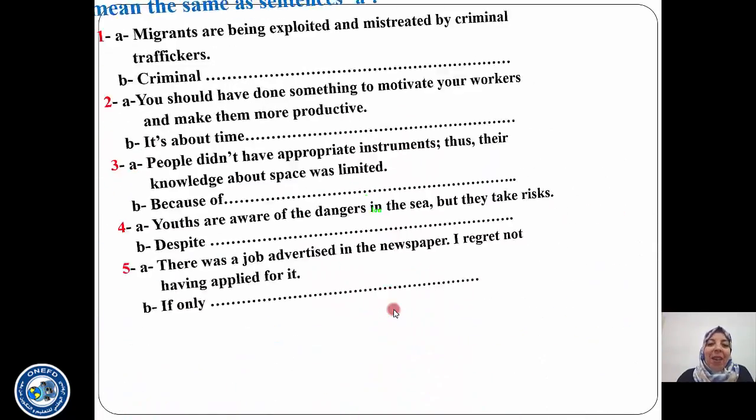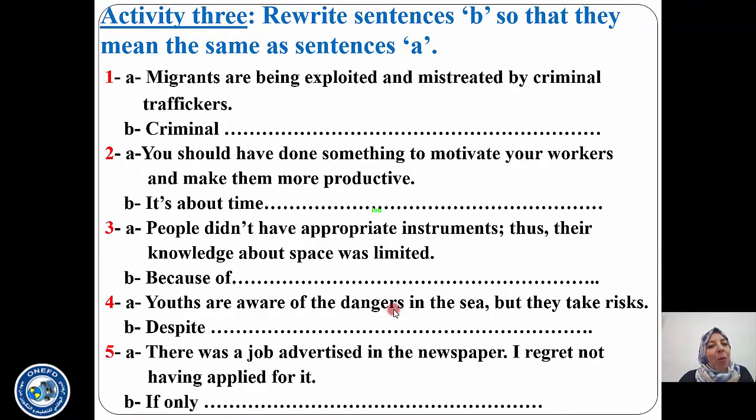Let's move to another kind of activity. So normally you are accustomed to this. Rewrite sentences B so that they mean the same as sentences A. In this kind of exercise, you need to pay attention to the prompts here. It means the beginning of sentences B. And these are the indicators for you to know what kind of sentence you need to transform, all right?